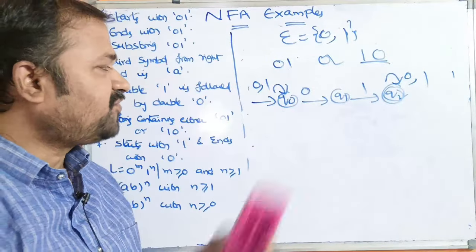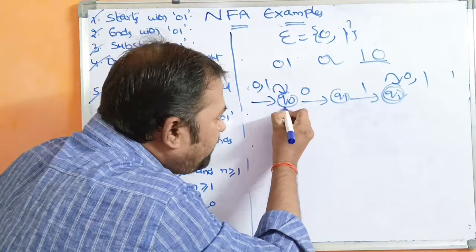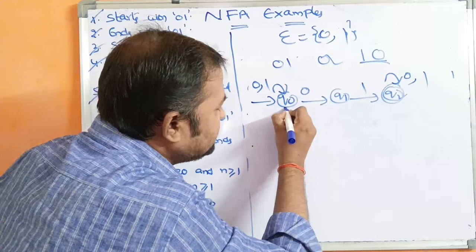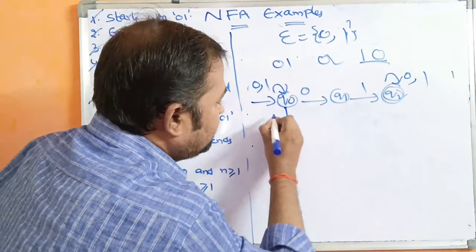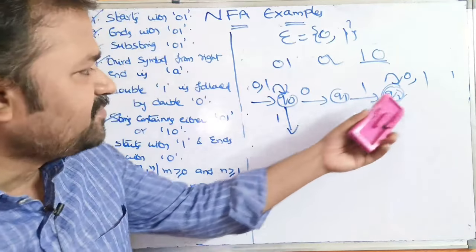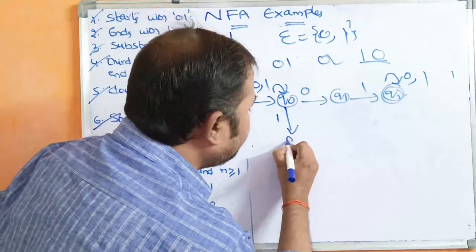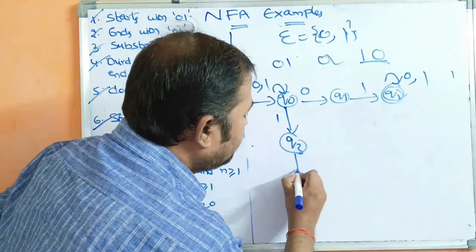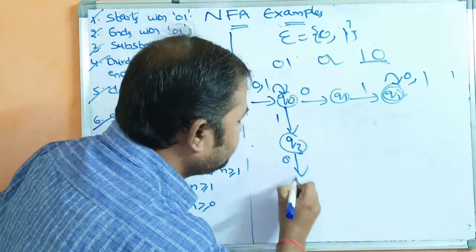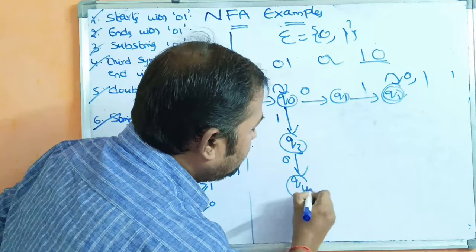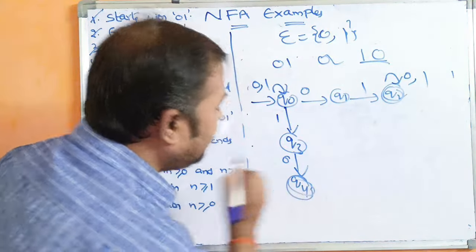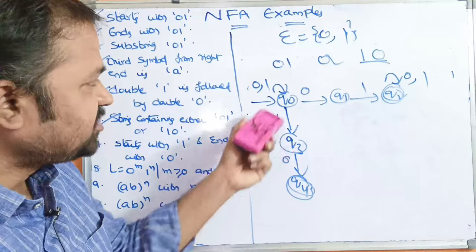10. For 10, let us write the transitions like this. If we apply 1, then we will go to Q3. Next, if we apply 0, then we will go to the Q4 state. Here Q4 is the final state for this transition, 10.